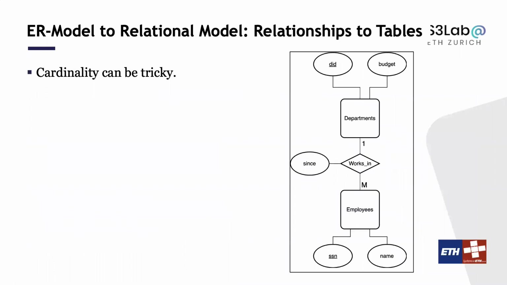Again, it can be even trickier. So let's look at this example. It's a little bit simplified. I have the working relationship between employee and department. There's a many-to-one relationship, which means that if I know the employee, I know the department.